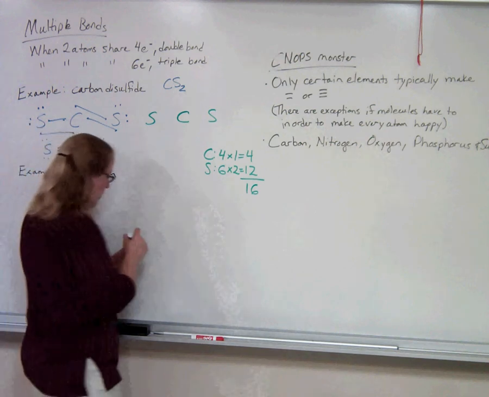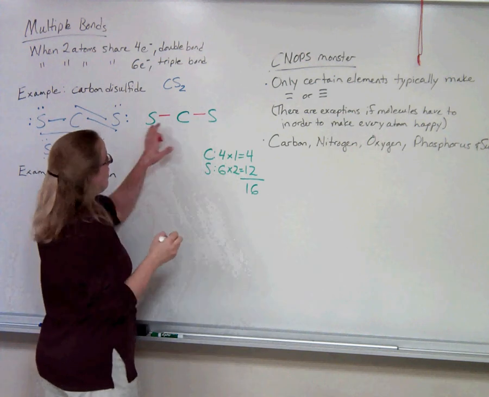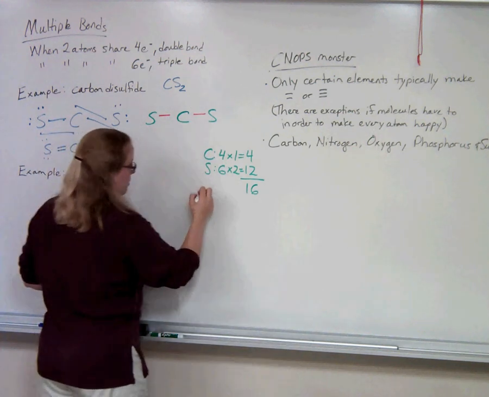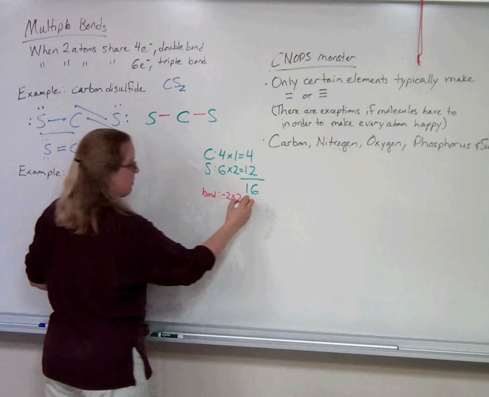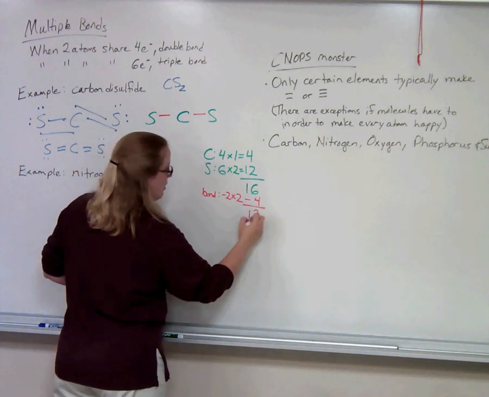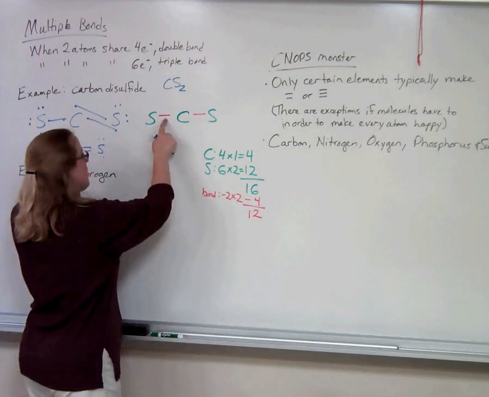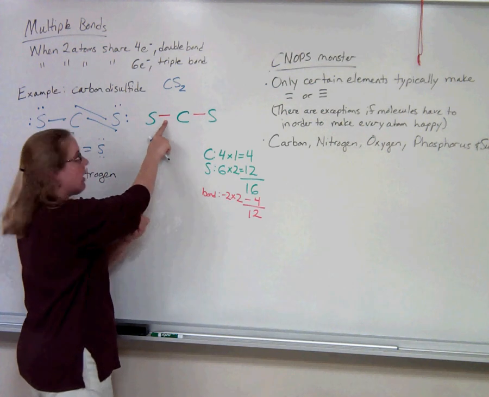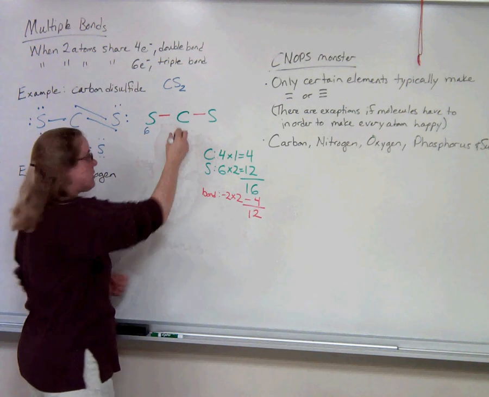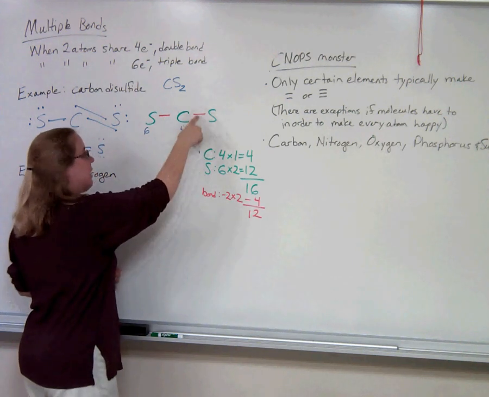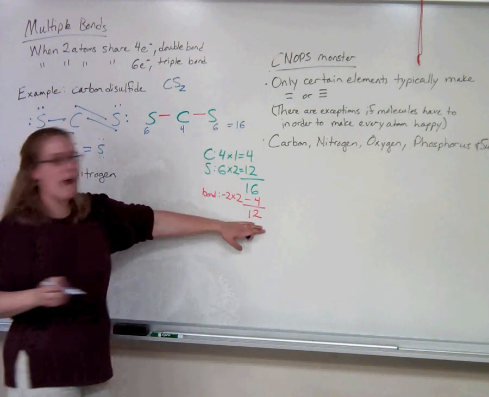We start off by drawing single bonds to bond everybody up. We have to subtract 2 for each of the bonds we just drew, so 2 times 2, -4. So we're left with 12 electrons. Now we're going to count up our need. This sulfur is making 1 bond, so it's got 2 already. It still needs 6. This carbon is making 2 bonds, so it's already got 4. It still needs 4. This sulfur, again, has 2. It still needs 6. So our total need is 16, but our have is only 12.